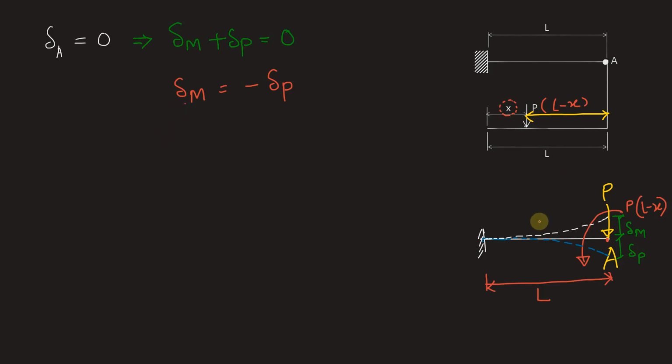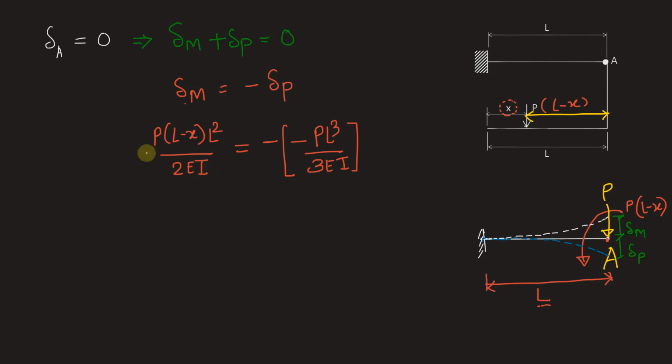So now using the standard result, we can calculate delta M. Delta M is upwards, so this will be positive. The deflection due to moment is the value of moment into L square by 2EI. So moment we have P into L minus X, into L square, because span of this beam is still L. So here we will have L square by 2EI will be equal to minus of delta P, that is deflection caused due to point load P will be downwards. That is why it will be negative. Load P into L cube by 3EI. Both of these are standard results that you will have to remember for direct use in the exam.